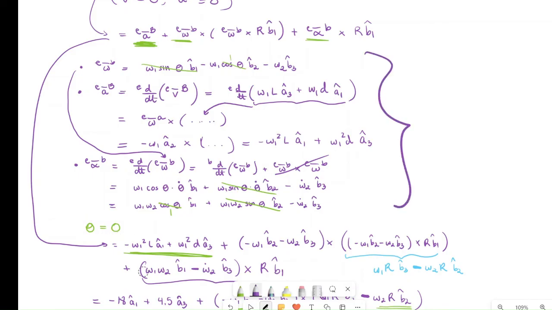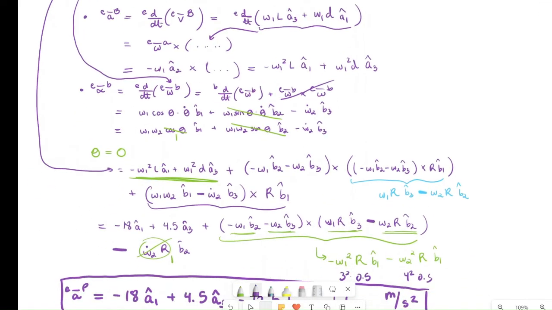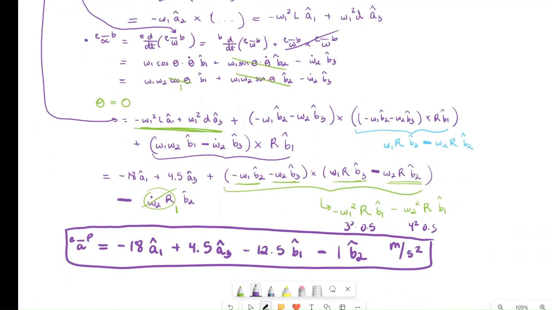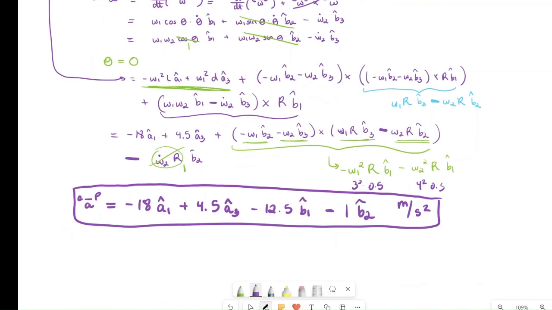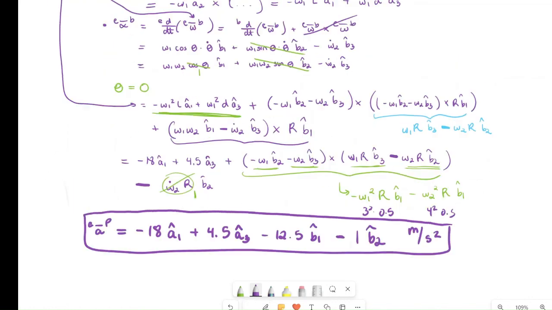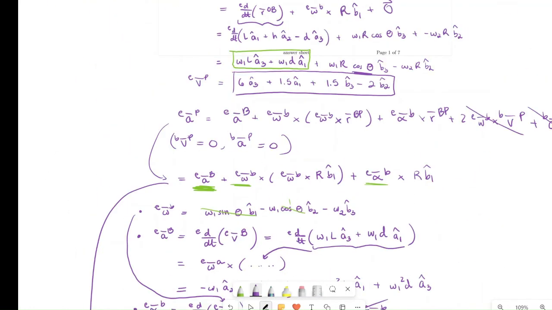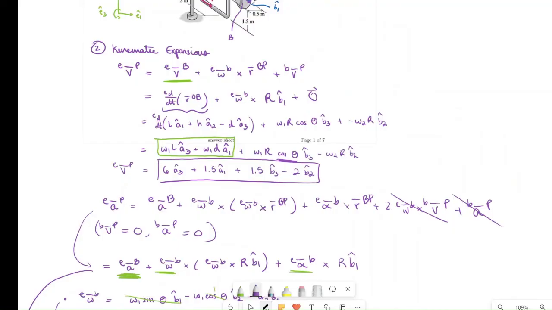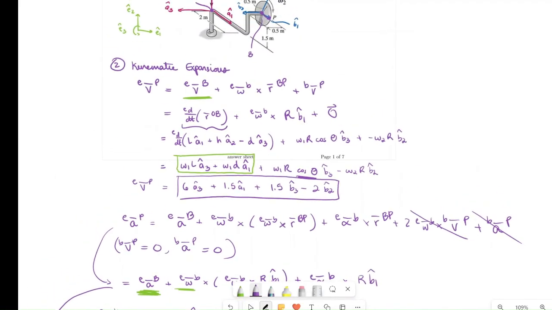And so that made our lives a lot easier because we could simplify them to much easier terms. And that helped our cross product stuff and everything. And that is why the kinematic expansions are so powerful. But to be honest, they're also very easy to make mistakes with, and sometimes they can be very tedious. So I think that's all.